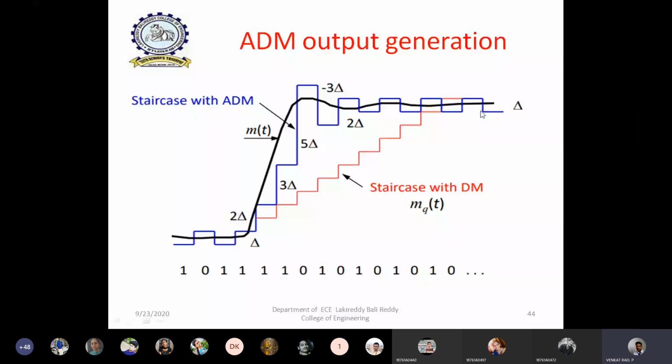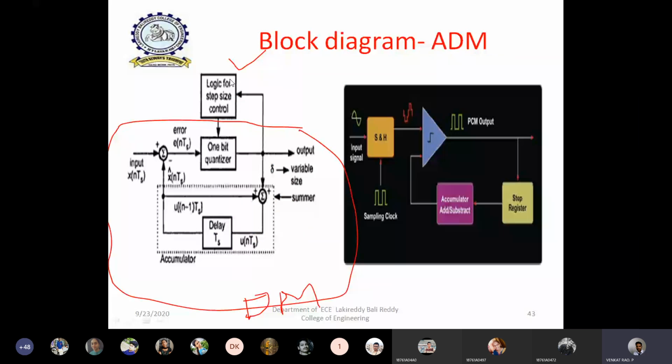The process of changing the step size adaptively according to the input signal variation is called adaptive delta modulation. That is the only difference between delta modulation and adaptive delta modulation. In order to make this step size variation, we need another block called the step size control logic block, which must be added to the quantizer. Based on this logic, inside the quantizer, the step size is changed accordingly.